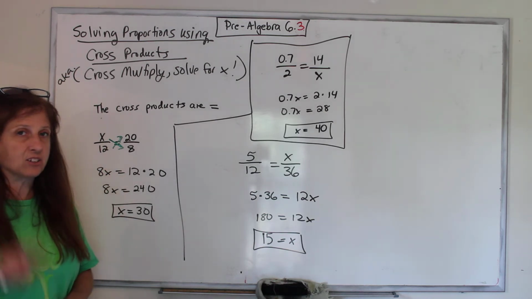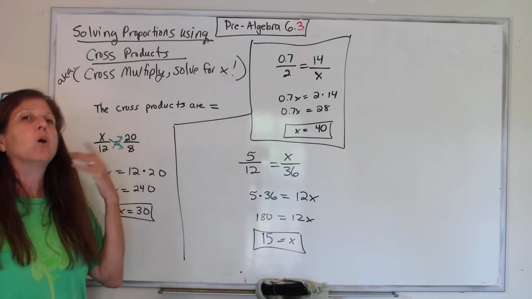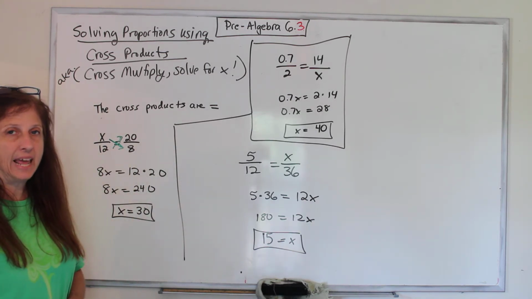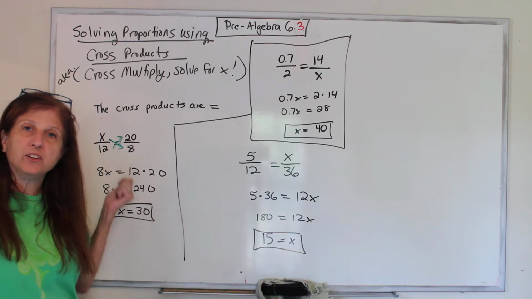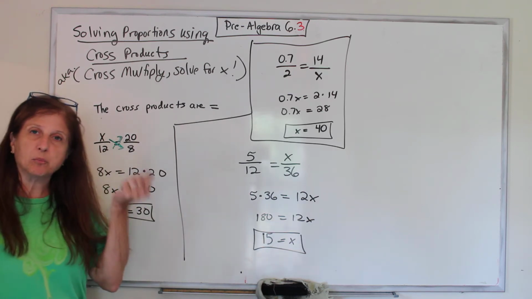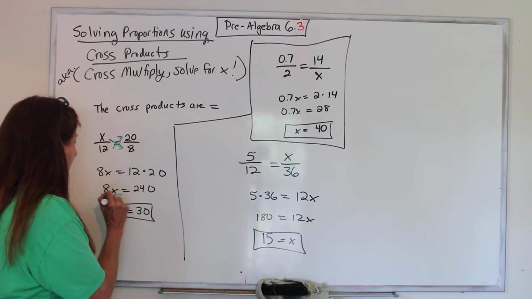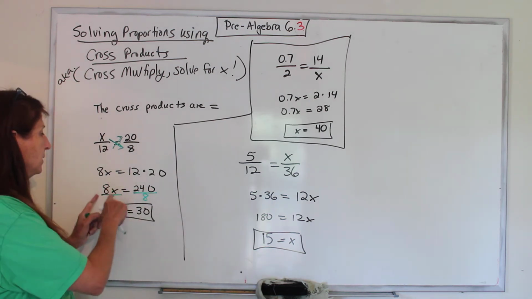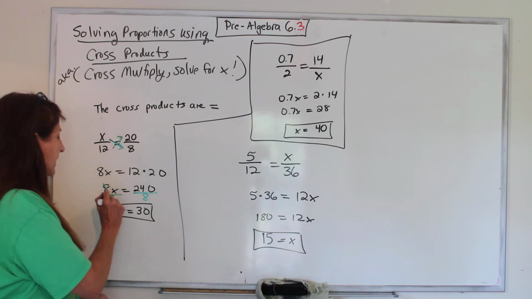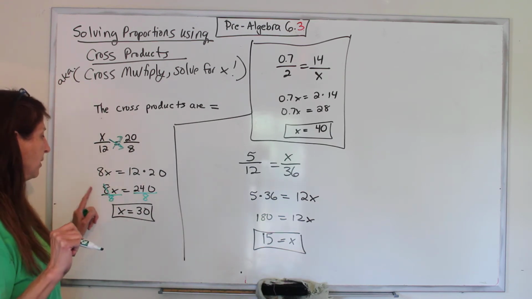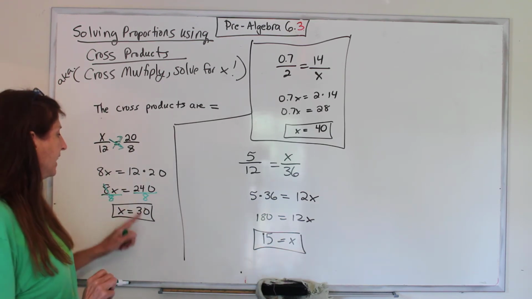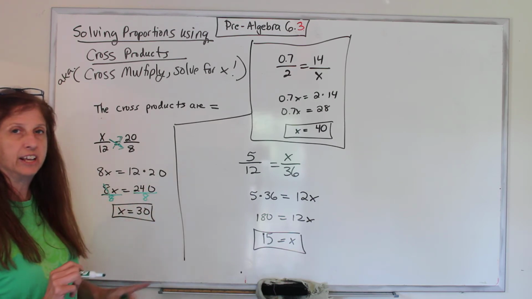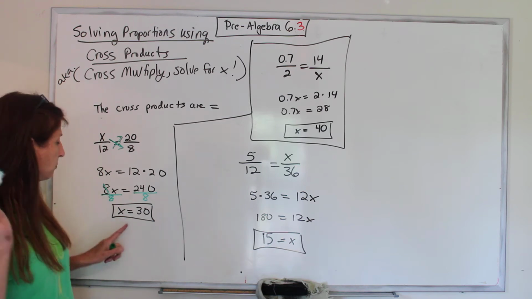Now we're ready to ask ourselves the question. Why is x not alone? Well, because it's being multiplied by 8. So what do we do? We do the opposite. What's the opposite of multiplying by 8? Divide by 8. And what you do to one side, you do to the other. These cancel out. If you have the same thing in the numerator and denominator, you get to cancel it out. And then we do this math. 240 divided by 8 is 30. Put a box around it.